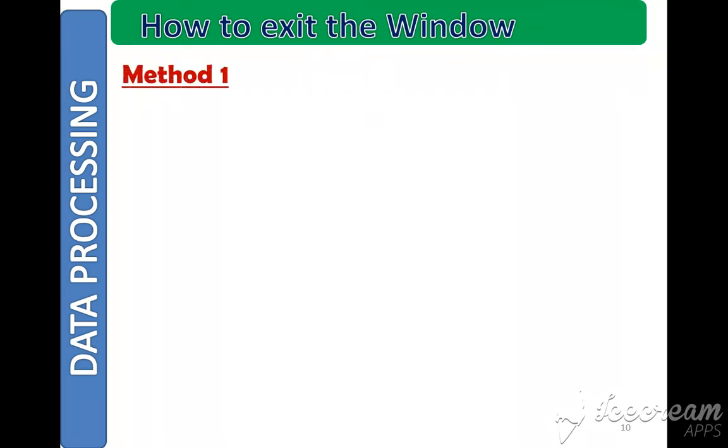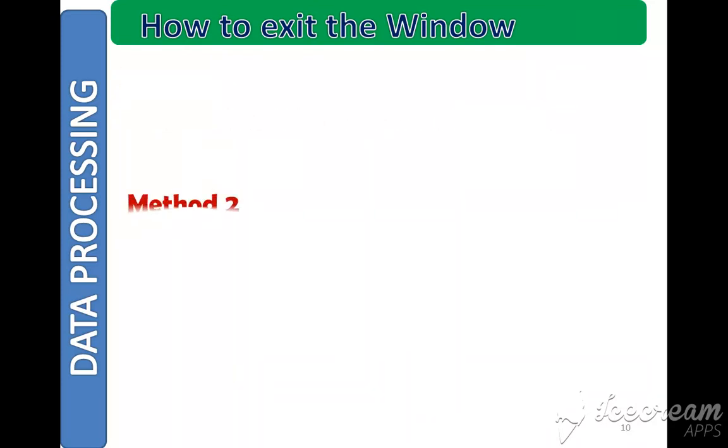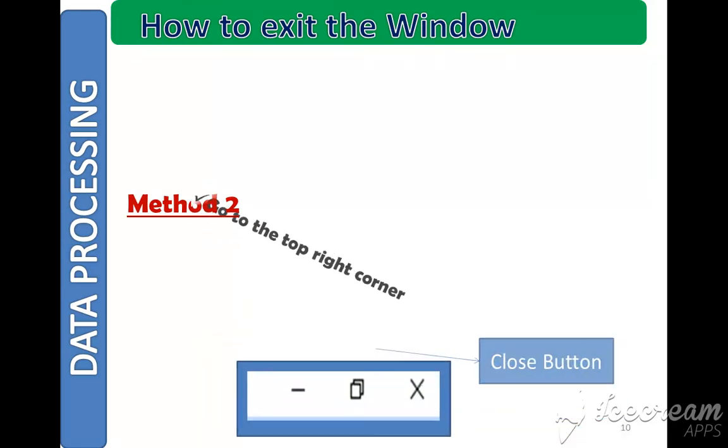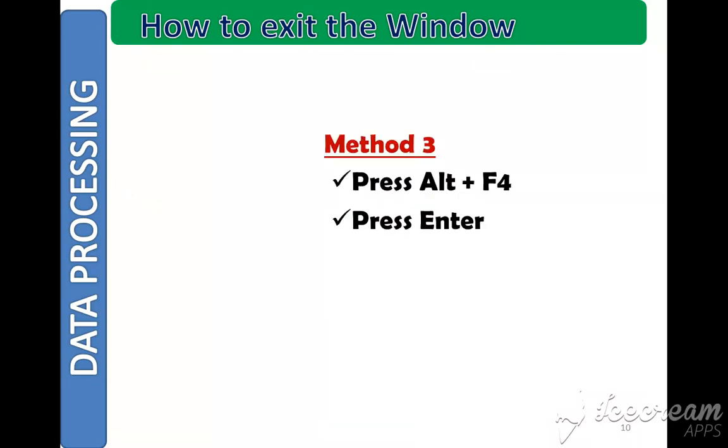How to exit the window. Method 1, go to the office button or file menu, select exit. Method 2, go to the top right corner, then select the close button. Method 3, use the keyboard, press Alt F4, then press enter.